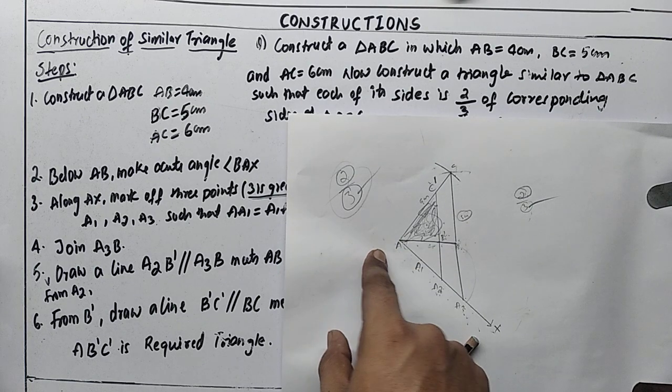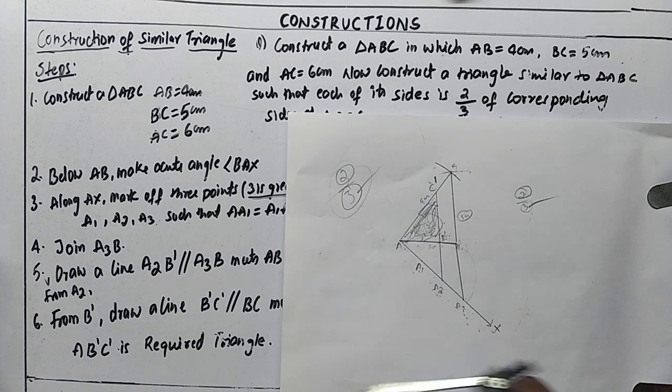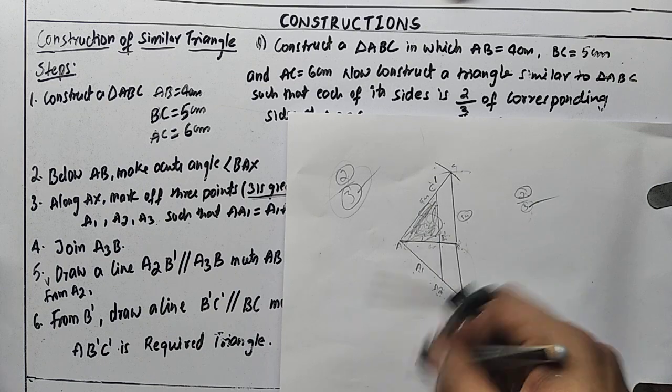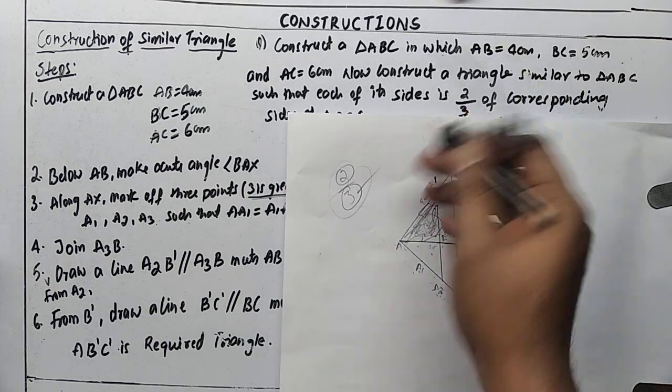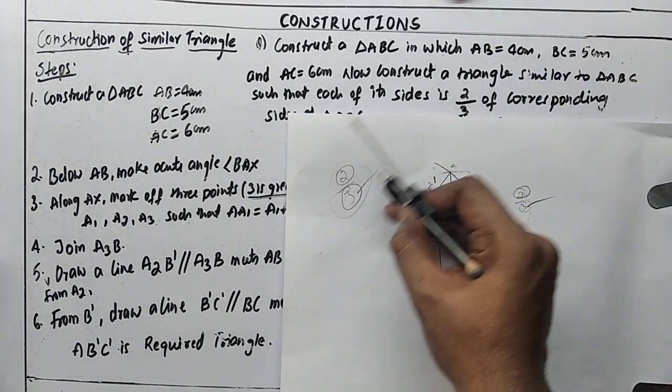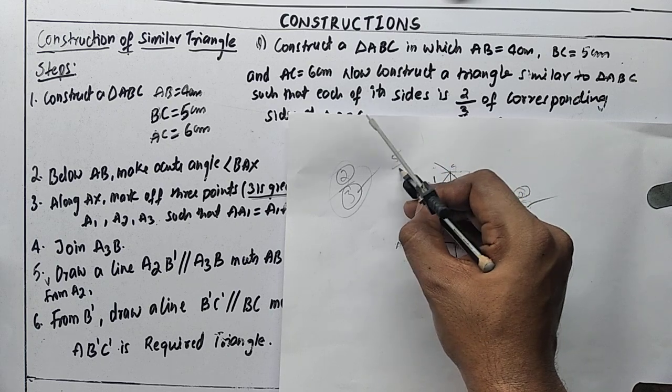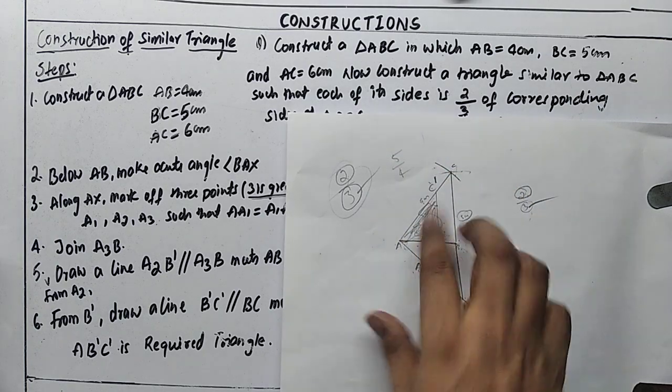In the next video I will be explaining the same construction of a similar triangle, but the sides will be divided into some other value. Suppose we take 5 by 4. Okay, I will explain the other question.